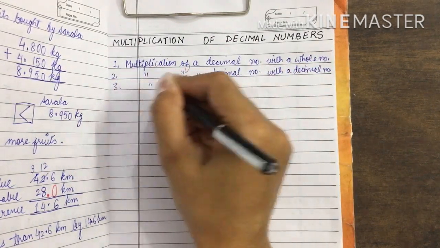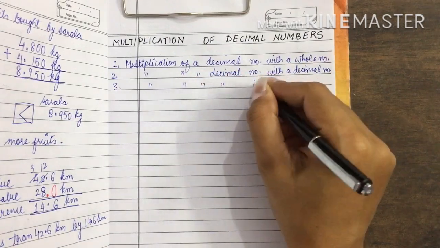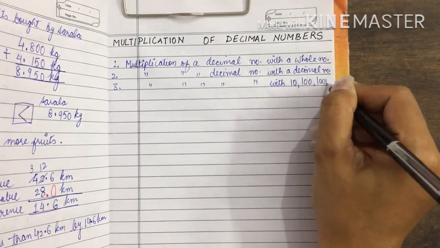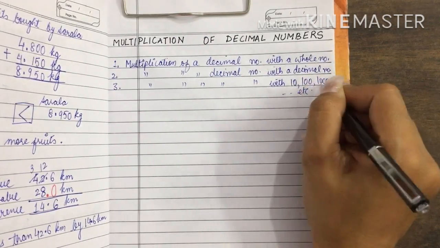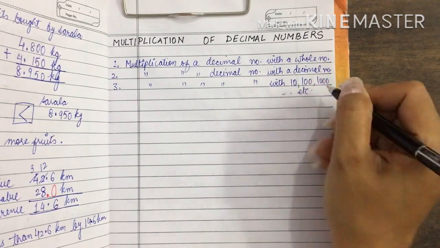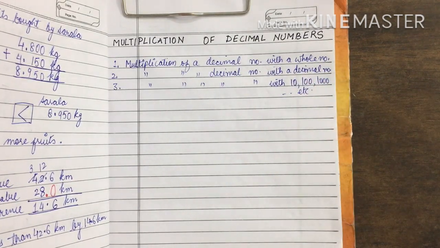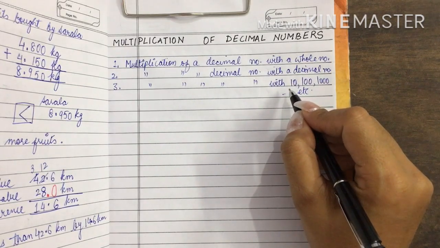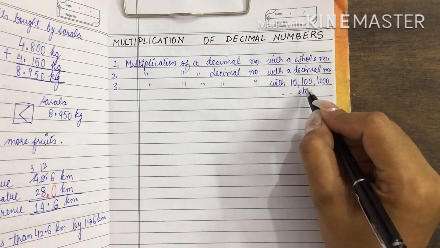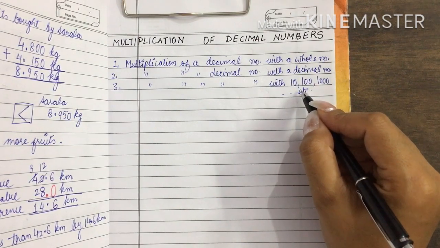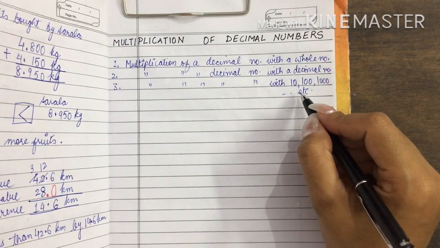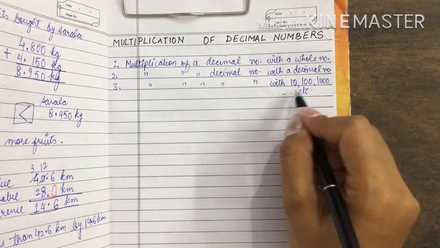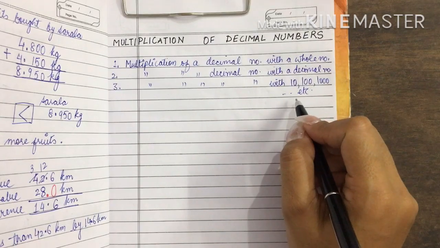And then finally, we have multiplication of a decimal number with 10, 100, 1000, etc. Numbers like these, in which the multiplication can be done orally. If you have a normal number to multiply with 10, you know 2 into 10 is 20, 3 into 10 is 30. And if you have to multiply the number with 100, 5 into 100, 7 into 100, 500, 700, yes. Same way, decimals can be also multiplied with these numbers orally or by some calculation.